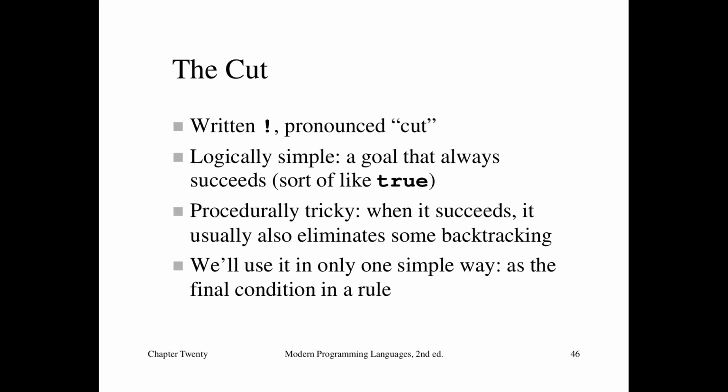Finally, we have the cut. It's written as just an exclamation point. It's logically a simple thing. It's a goal that always succeeds. It's sort of like true, but slightly different. When it succeeds, it eliminates backtracking. So it's sort of like saying we're going to cut off the rest of execution from this point on. The way that we're going to use it in this class is simply as the final condition of a rule, although there are several examples out there on the internet that will utilize it in the middle of a rule to continue on, but bear that in mind.